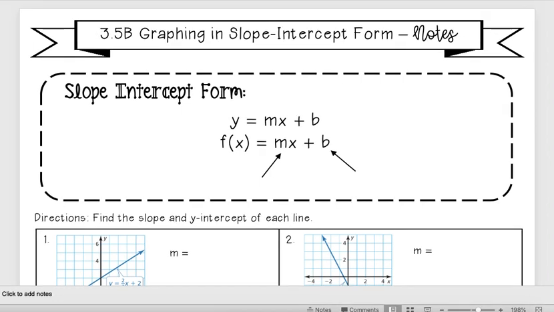So yesterday we talked all about slope and we learned about slope-intercept form. Now for today we are going to actually be graphing these lines in slope-intercept form.